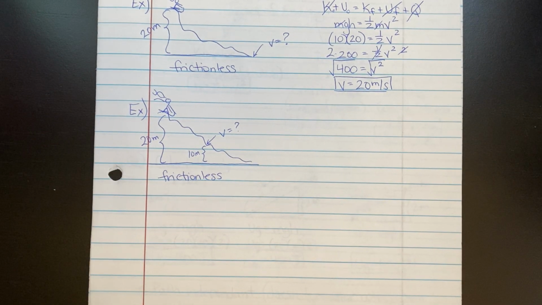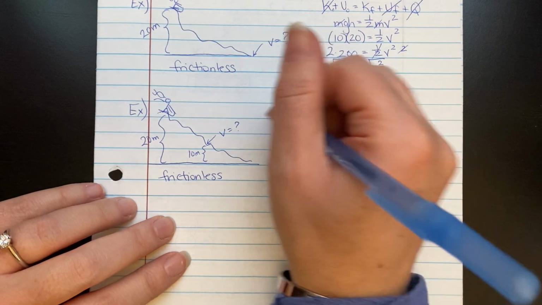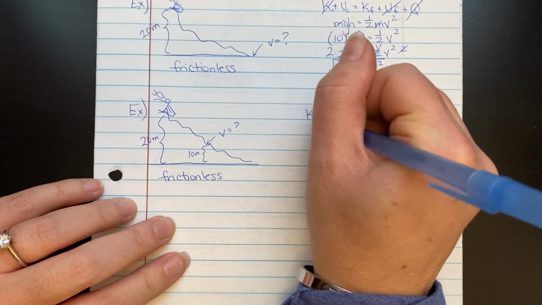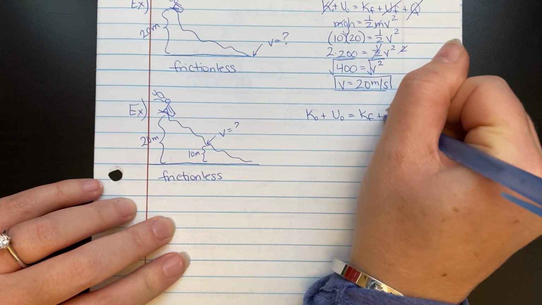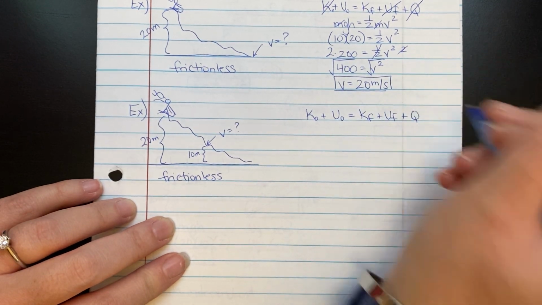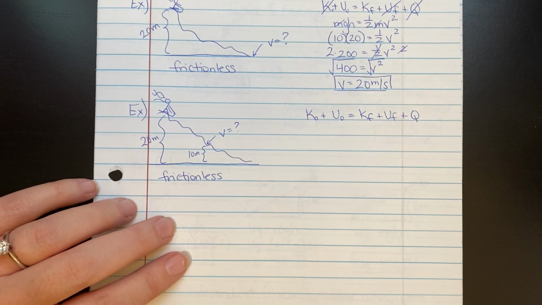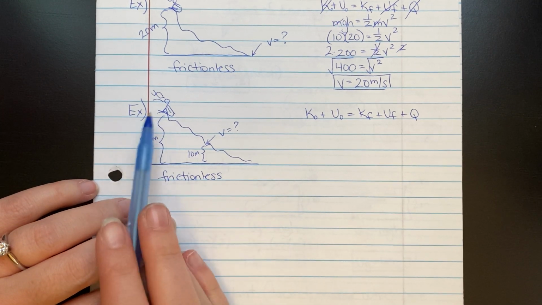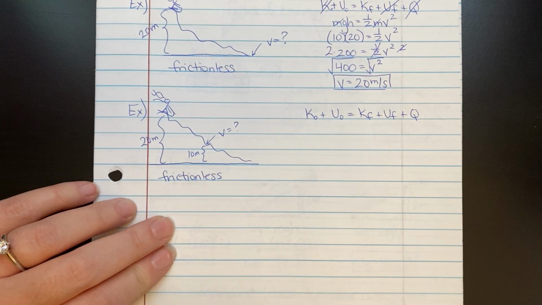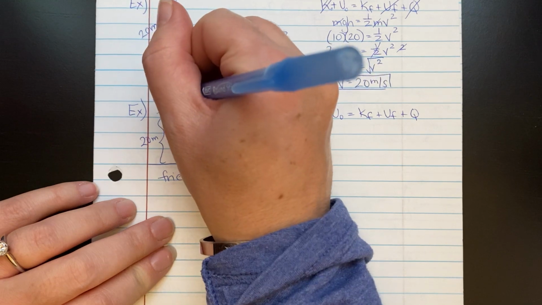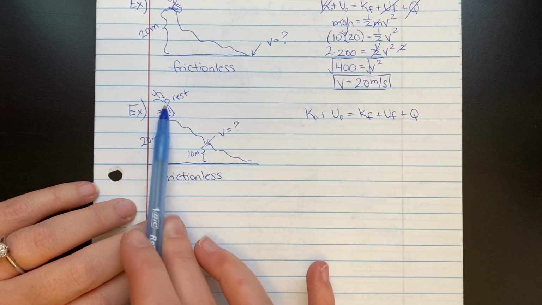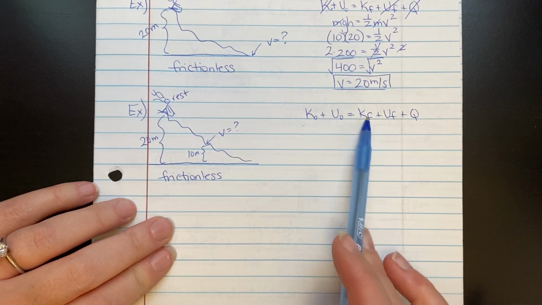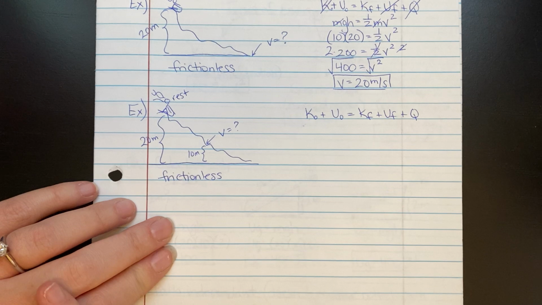So what we can say is that K naught plus U naught equals KF plus UF plus Q. Now, how do I know this is a conservation of energy problem? Well, I see that there is a change in height and also a change in speed. So right now she's at rest, but at some point she's going to be going with some velocity. Again, my first point that I'm going to look at is at the top here. The second point is somewhere in the middle.